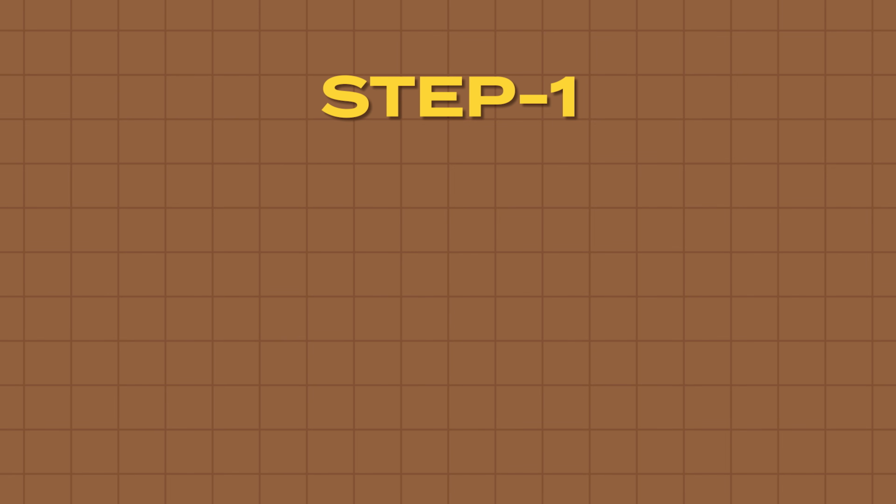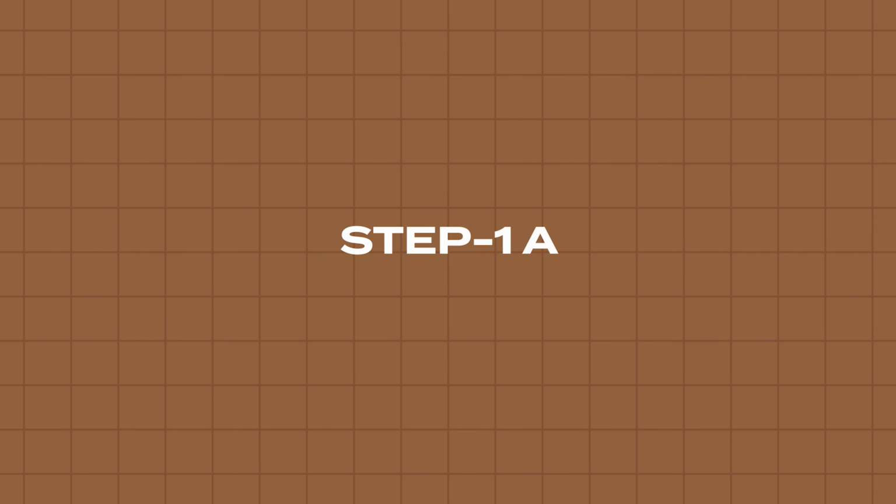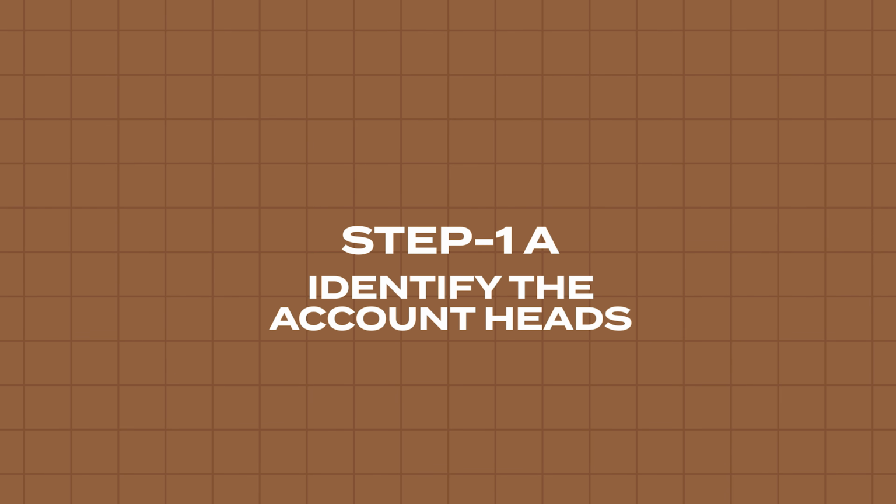For this, there are some rules. And when you reach this conclusion and you write so and so account debit, so and so account credit, this statement is called a journal entry. So step number 1, we need to pass journal entries for each of the transactions. Now step number 1, we will break into 3 sub-steps. Sub-step number 1, identify the 2 account heads.